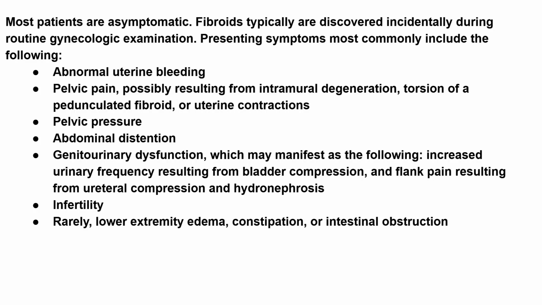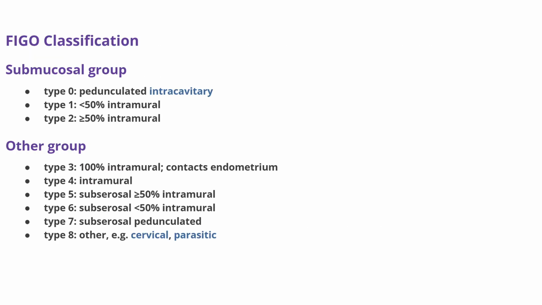Pelvic pressure symptoms may result in pedal edema, urinary frequency, or at times constipation. These can occur as symptoms due to pelvic pressure, but comparatively they are rare. The other symptoms could be abdominal distension, and the patient very often may have genitourinary dysfunction, which may present as increased frequency due to bladder compression, and pain due to ureteric compression or even hydronephrosis. Infertility could also be one of the presentations, particularly if it is submucosal.